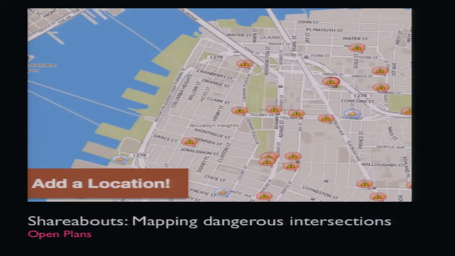Along a similar line, we have Shareabouts, which is an open source web app for crowdsourced mapping. It can be used to gather public input in the form of thoughts, comments, and suggestions. The image that we have here shows the location of dangerous intersections, and I believe this is in Brooklyn.